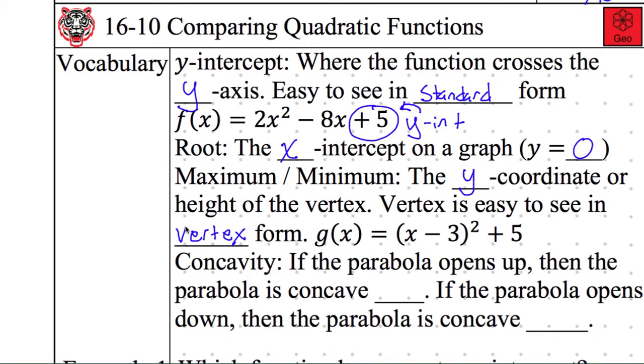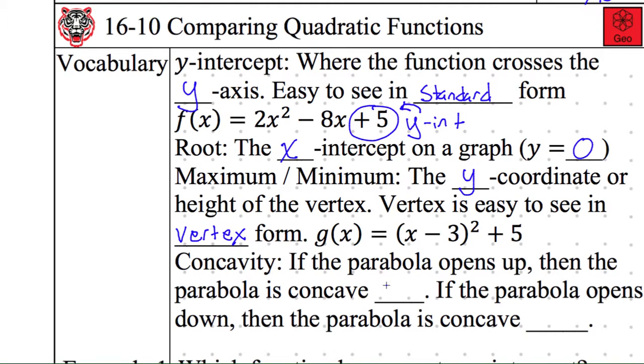If the parabola opens up, like a smiley face, then the parabola is concave up. If it's opening down, then it's concave down. So opening up, concave up. If it's opening down, concave down. That gets way more advanced in calculus, but that is our basic.